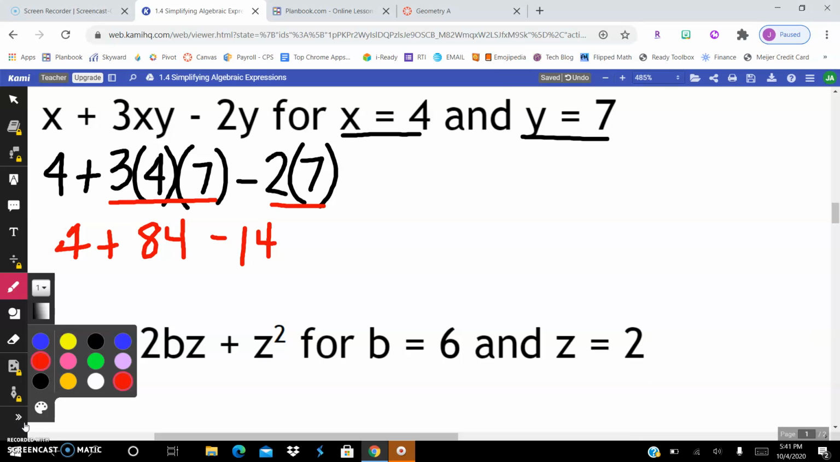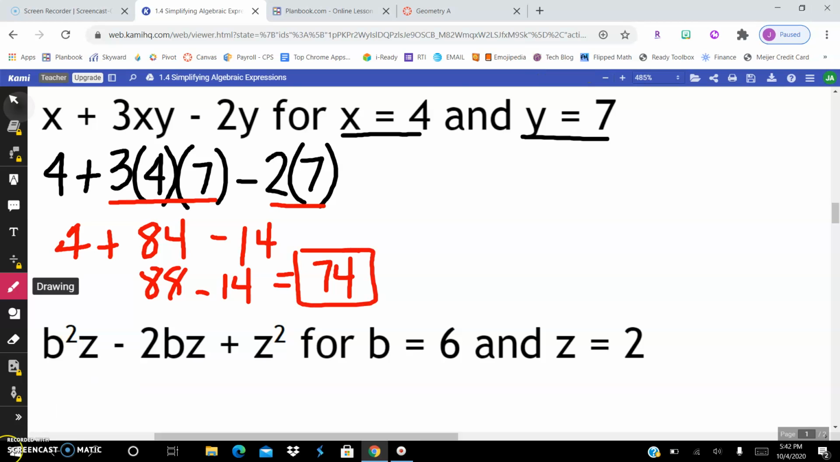And then, so we've done the multiplying, there's no dividing. Adding and subtracting from left to right, that's all we have left. So we're going to add and then subtract here. 4 plus 84 would be 88. And then we have to minus 14 from that. And that would give us 74.